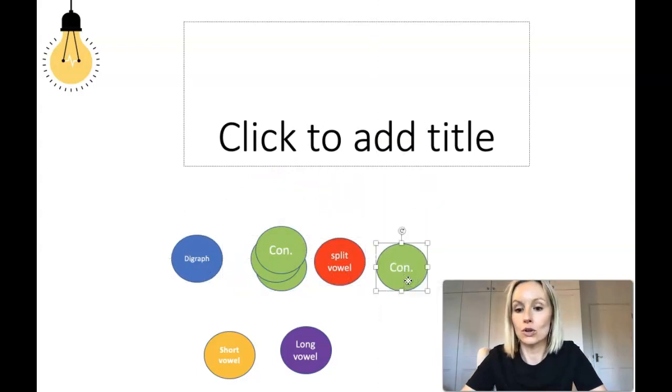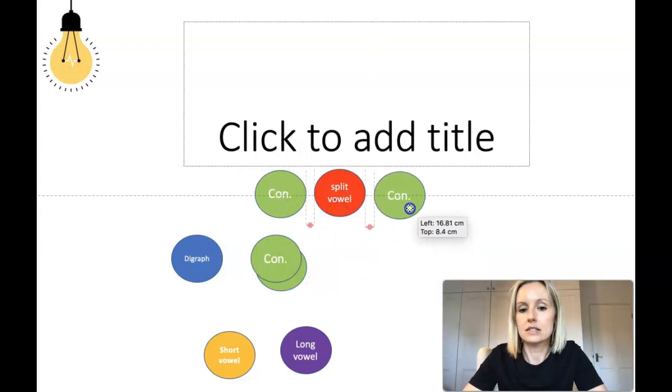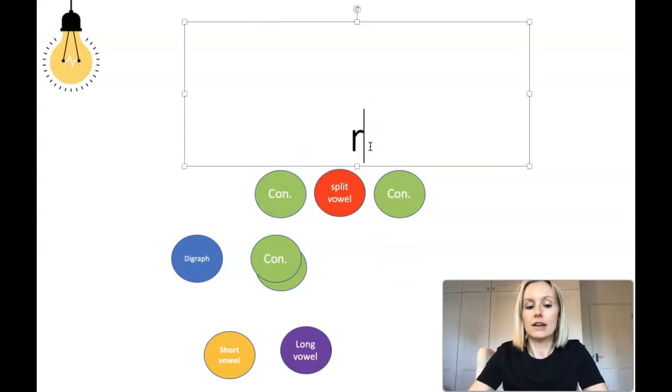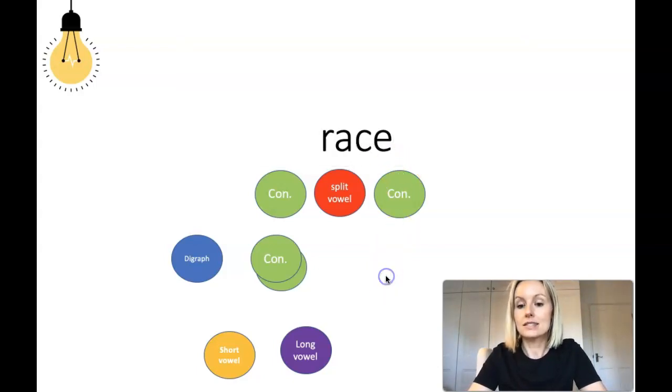Let's have a look at the word race. All right, so we have r, a, s. Now I've done this one on purpose to try and trick you. Now we're writing split digraphs, so we know there has to be an E at the end, but what is going to make the S sound? It's going to be the letter C.